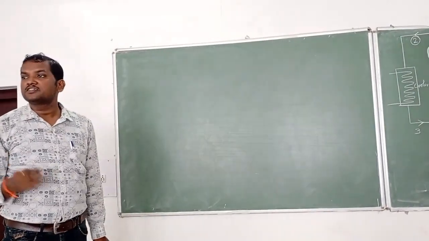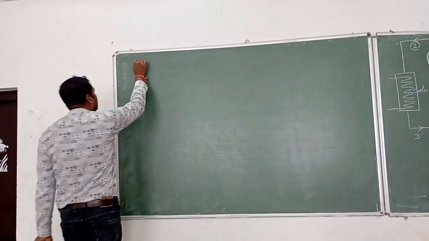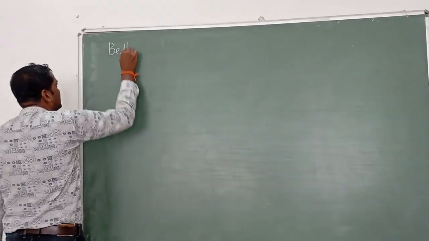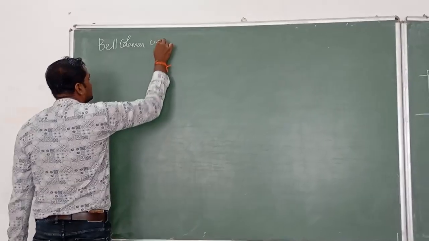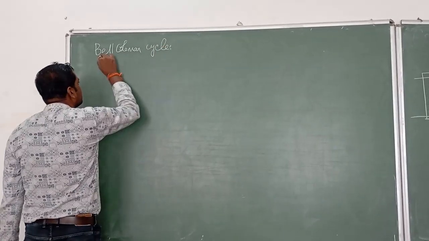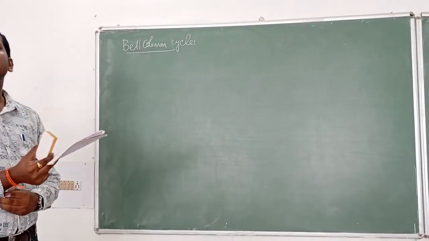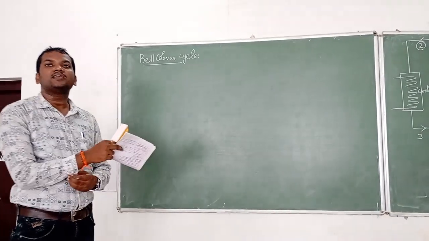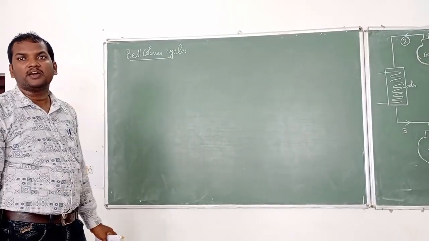Today we are going to discuss the next cycle, the Bell-Coleman cycle. This is another type of air refrigeration cycle in which air is used as a working substance. In the last class we discussed the reverse Carnot cycle, which is one type of air refrigeration cycle.